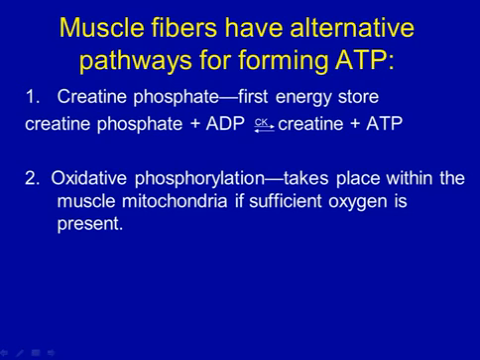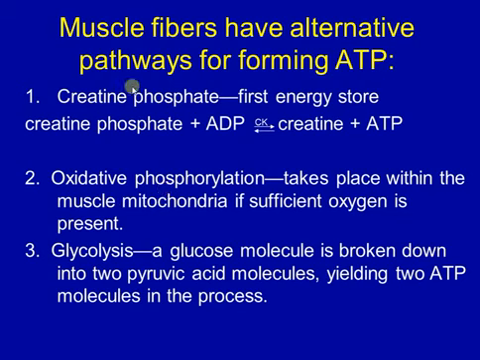And the second form is oxidative phosphorylation. What's the name of the organelle that makes this process? The mitochondria. It makes ATP, but it has to have two things: sugar and oxygen. That's why it's oxidative. If you don't have that, what process happens? Glycolysis.